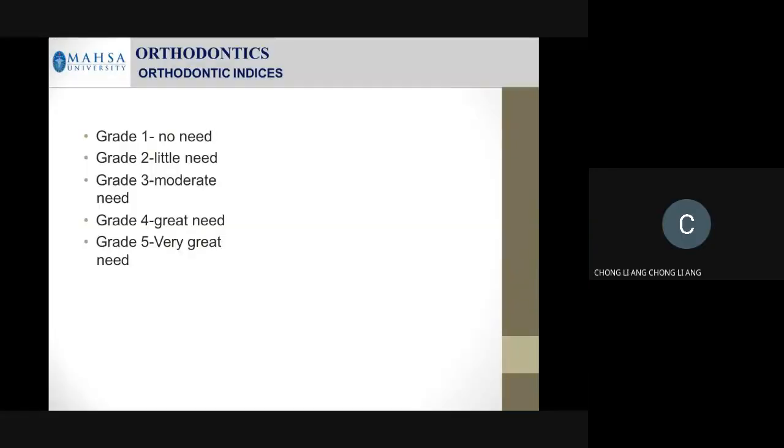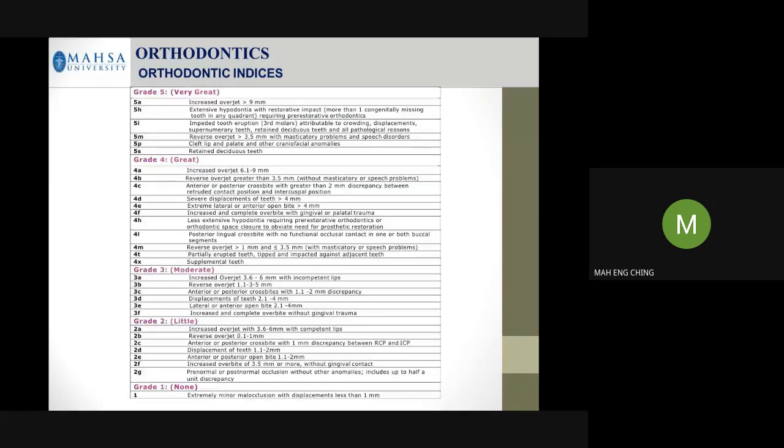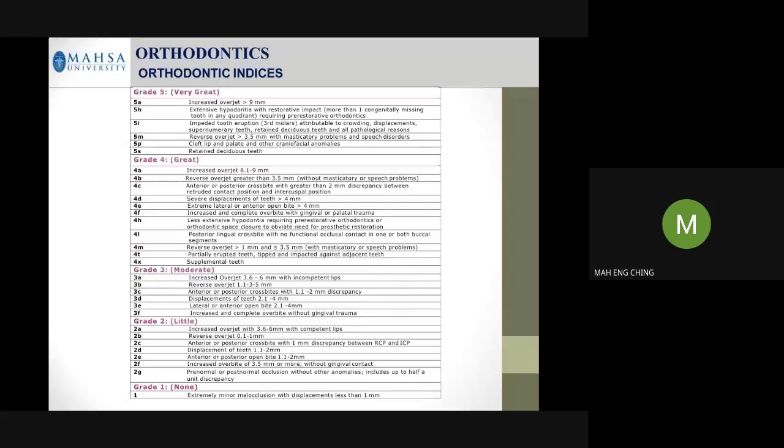Okay. So you can look at this table. We just summarize everything we need to know about this IOTN. We have grade 5 on top, then grade 1 at the bottom. Grade 1 is no need, and grade 5 is a very great need. So in government services in the UK and Malaysia, if a patient has IOTN more than grade 3, then we consider them qualified for the treatment.